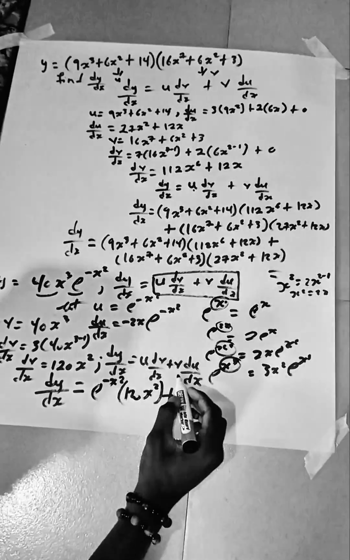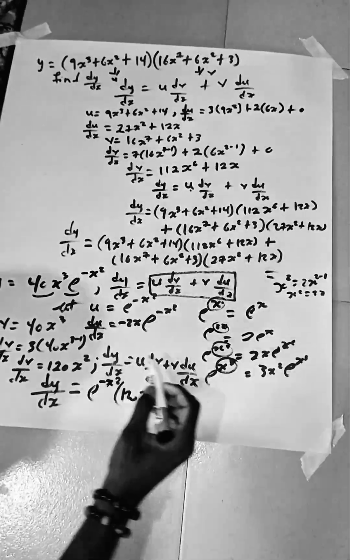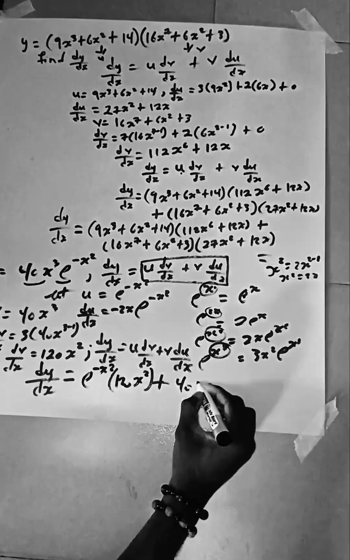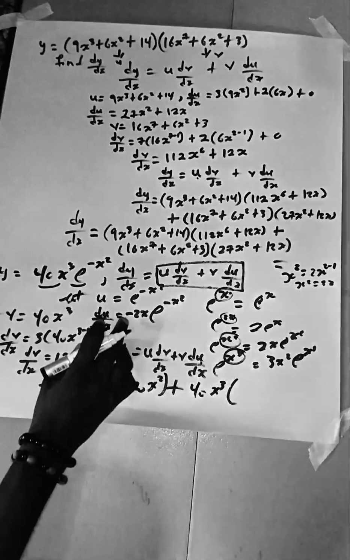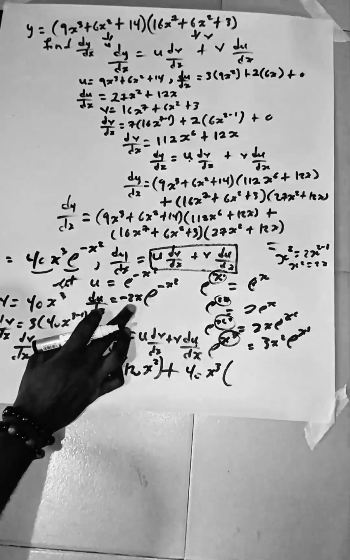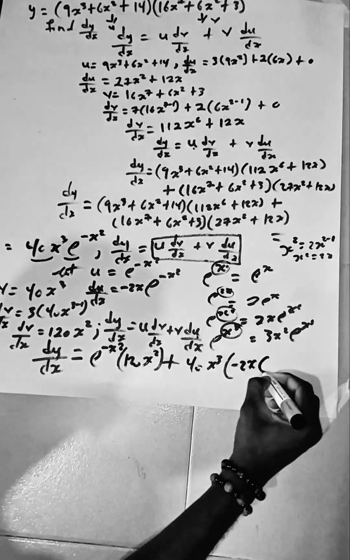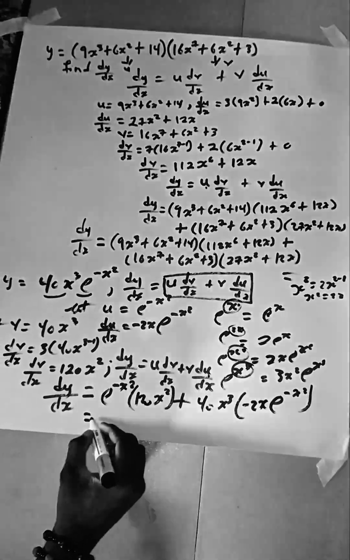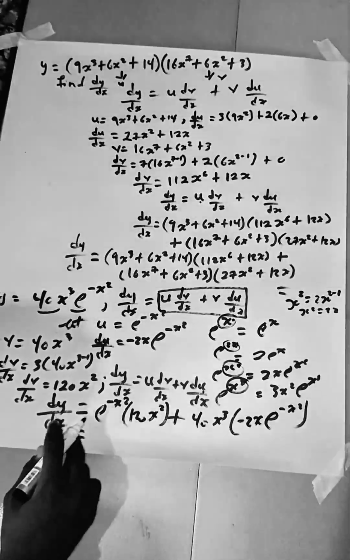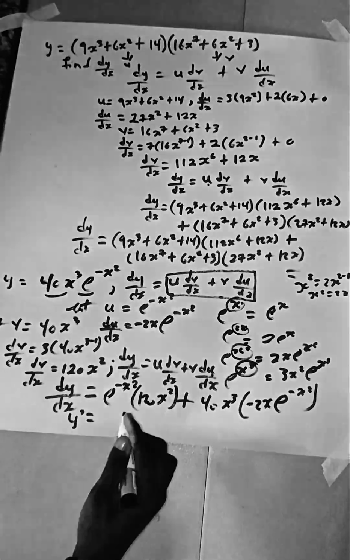Then plus our v is what? Our v is 40x cubed. So we have 40x cubed multiplied by du by dx, and our du by dx we established it to be minus 2x times e raised to the power minus x squared. So we have minus 2x e raised to the power minus x squared. So our dy by dx or y prime doesn't really matter. y prime is also a denotation for dy by dx. So yeah, take note of that.